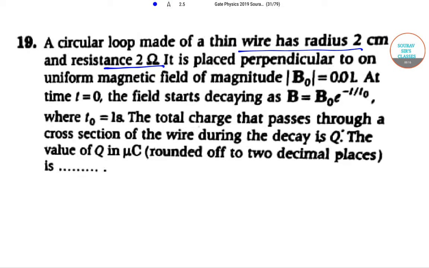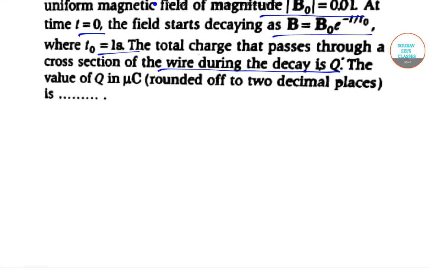It is placed perpendicular to a uniform magnetic field of magnitude B0, which is 0.01. At time t equals 0, the field starts decaying, B equals B0 e to the power minus t by t0, where t0 is 1 second. The total charge that passes through a cross section of the wire during the decay is Q. So, the value of Q in microcoulomb can be written as what?